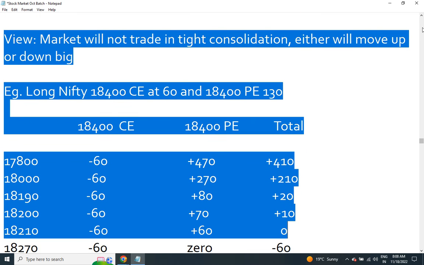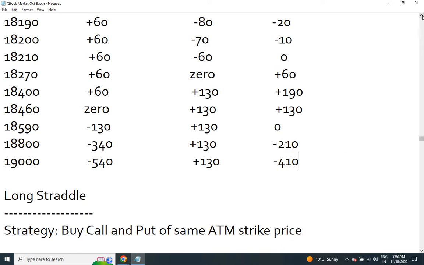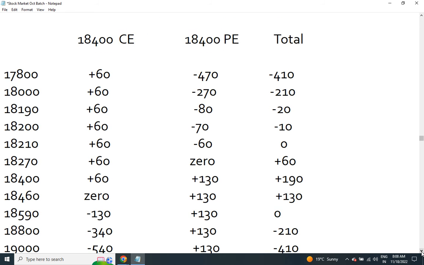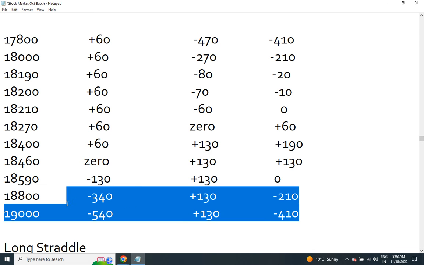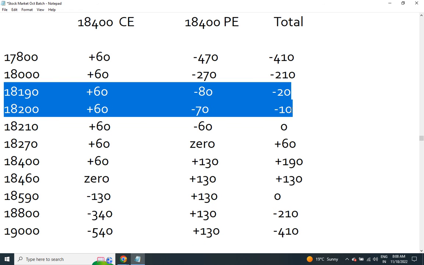That means comfortably the short straddle and the short strangle, both of them have made money comfortably. 80% it will happen like this. But 20% of the time it will give you sleepless nights. This scenario may build up. I'm expecting this week a big movement to come. Or this may build up.